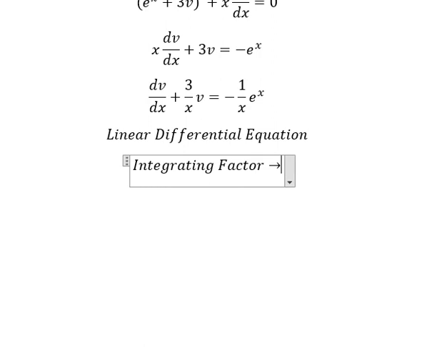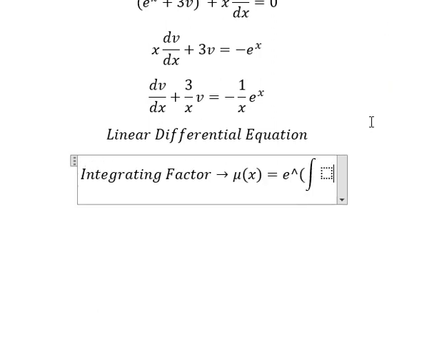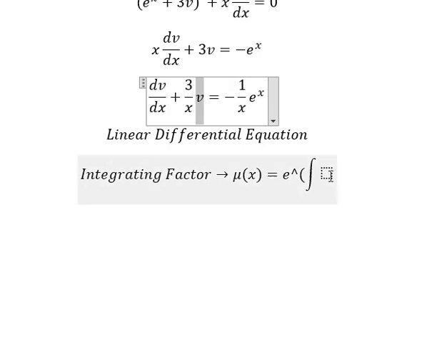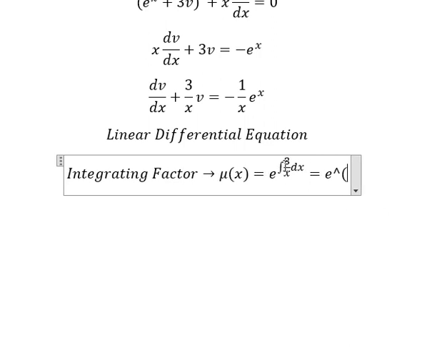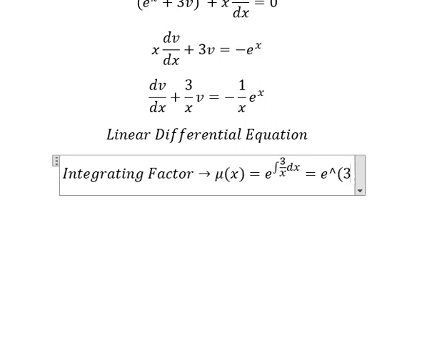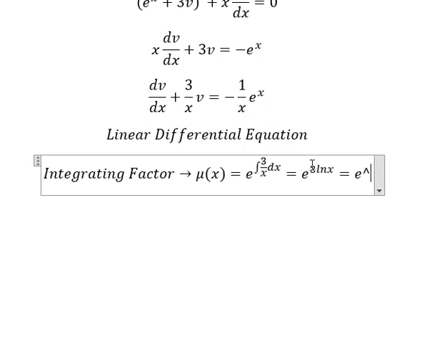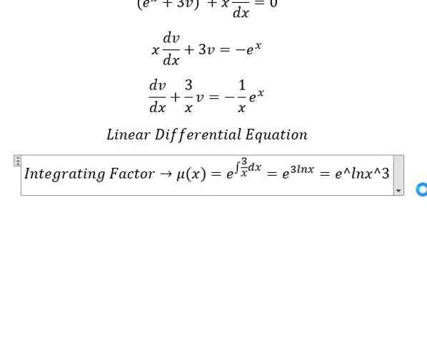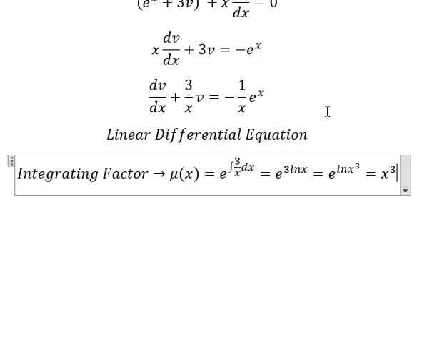So we need to find mu of x equals e to the power of the integration. So we have 3 over x with the positive next to v. This is for the integrating factor. The integration of 3 over x, we have 3 ln x. Later, we put the number 3 inside the natural log here, and we have x to the power of 3.